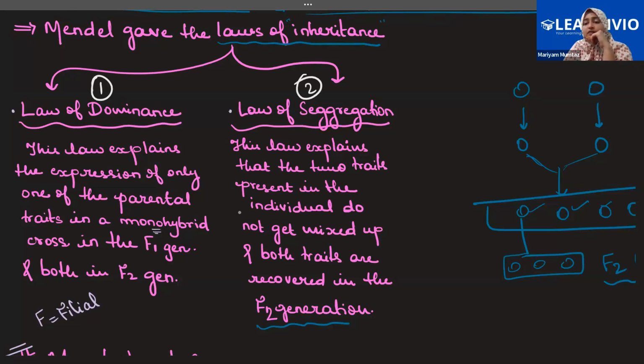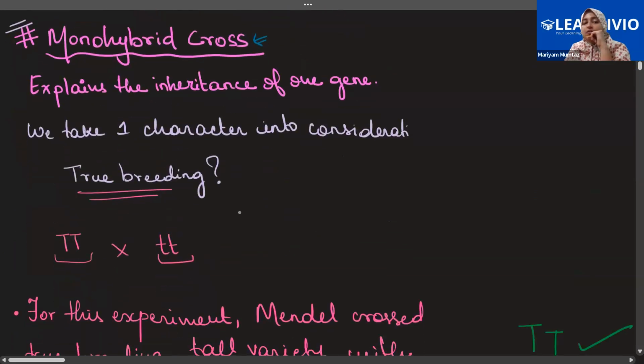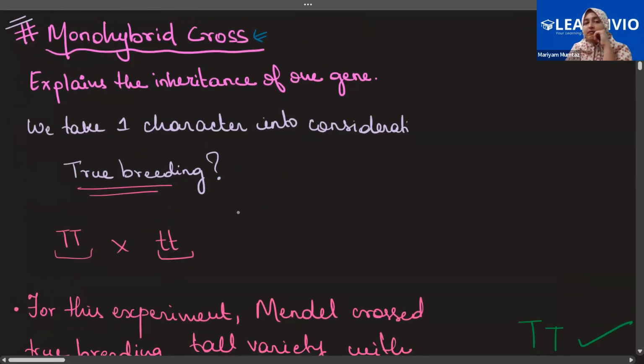Then the law of segregation states that two traits present in the individual do not get mixed up. Meaning, a genotype may carry the trait for a dominant character and a recessive one, but they will not get mixed up, and both traits will be recovered in the F2 generation. Now we'll understand it better when we talk about the cross. First, the monohybrid cross.